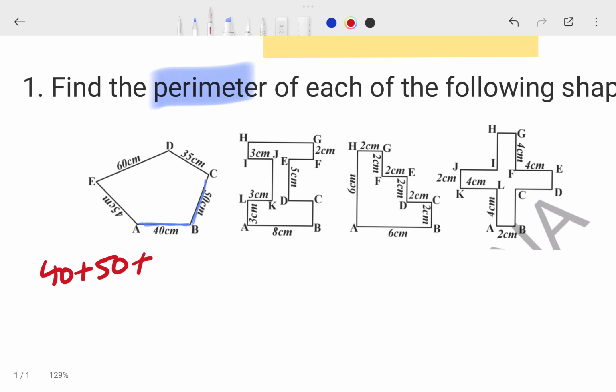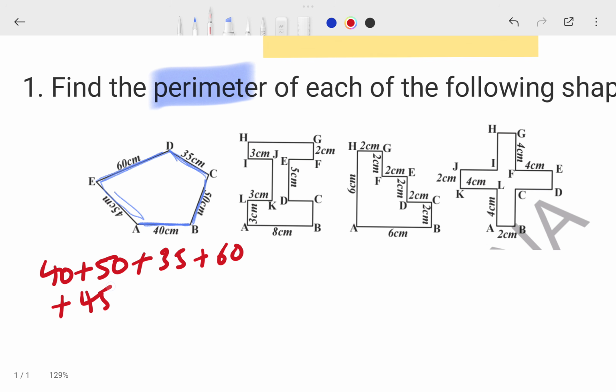Then after, what is next? Next is C and D, this one boundary. Okay, now what is it? It is 35 centimeter, 35. Then plus, what is next? Next is this 60 centimeters. So add it, 60. Then what is in the next boundary? This is given how much? It is given 45 centimeters.